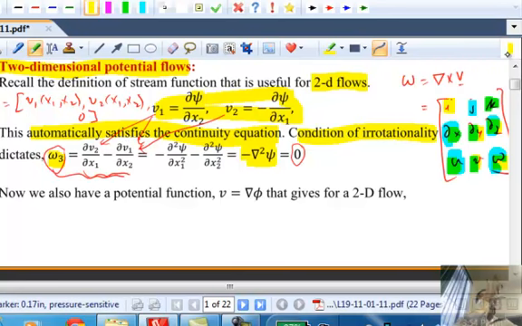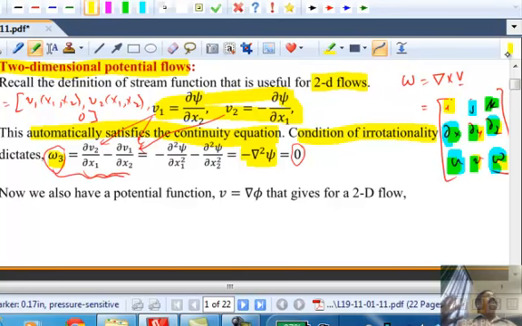Are you understanding the argument, the logic, the idea behind what I'm talking about? Okay, so there are two functions we can define, potential function and stream function. They're both solutions to some Laplace equation. And we have to define the geometry, of course. We have to solve the Laplace equation in some specific geometry.